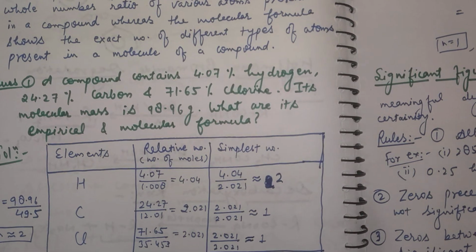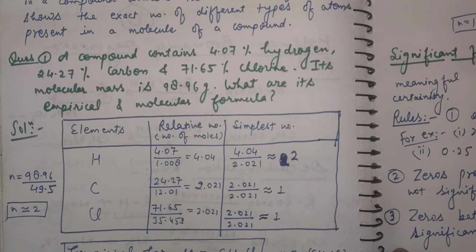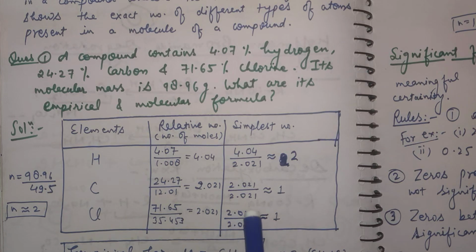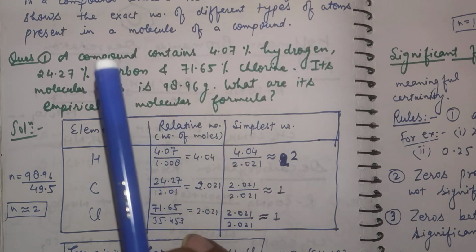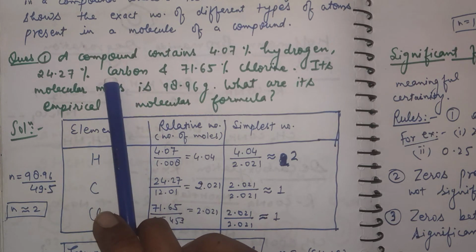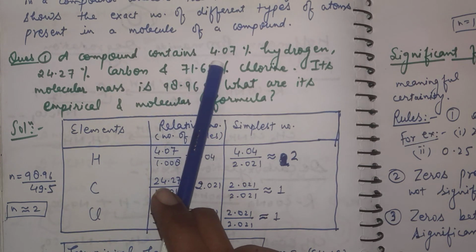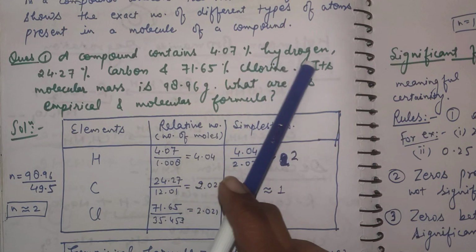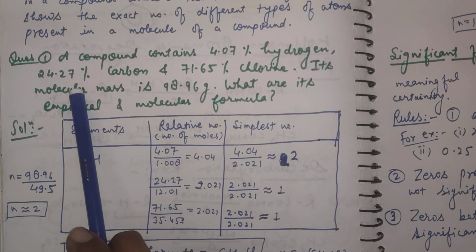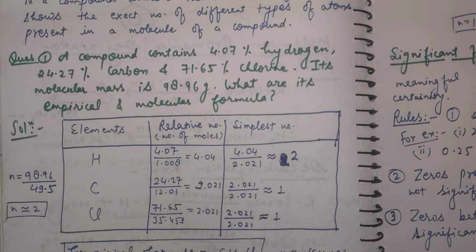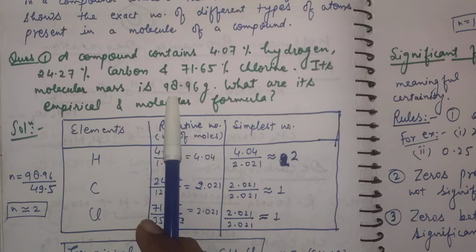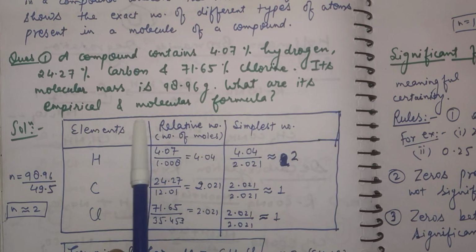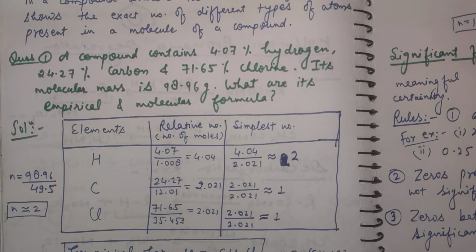So now come to the numerical based on it. It is a very important topic, especially from the numerical point of view. The question on your screen is: a compound contains 4.07% hydrogen, 24.27% carbon and 71.65% chlorine. Its molecular mass is 98.96. What are its empirical and molecular formula?